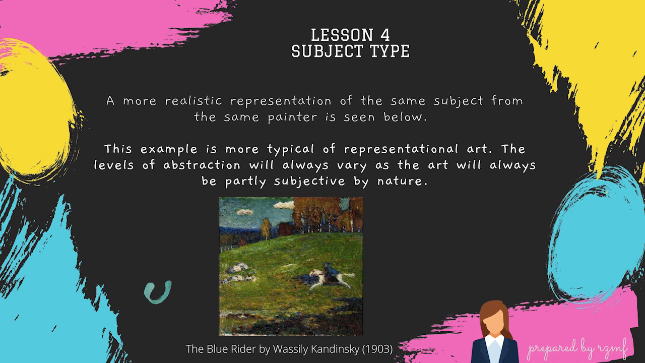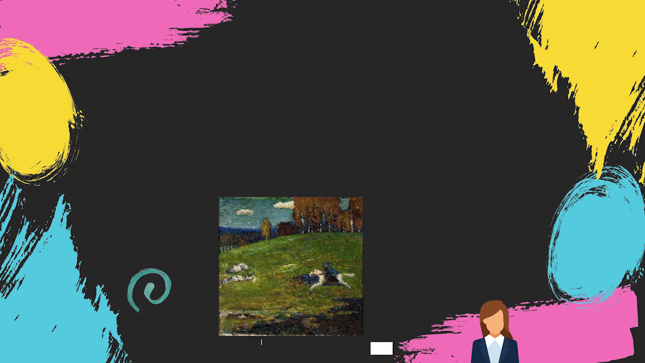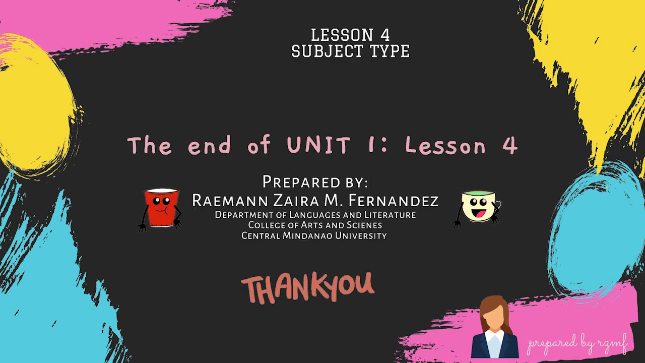Just observe it clearly. In this lesson, we discussed representational art and abstraction. Have you learned something? That is the end of Unit 1, Lesson 4. Thank you for watching. Stay tuned for our next topic about kinds and sources of subject. Good luck on your activity.